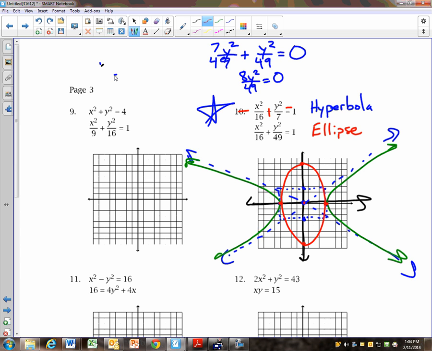How do you get rid of 8 over 49? Multiply by 49 over 8. What's 49 over 8 times 0? 0. What's square root of 0? 0. Are you surprised that your y value came out to be 0? Y value 0.